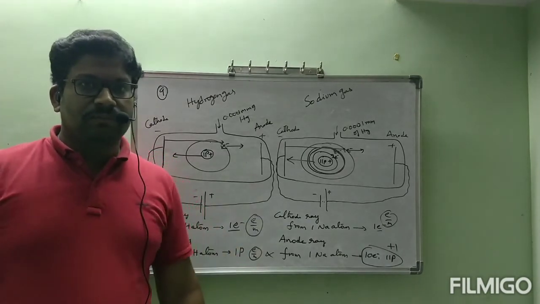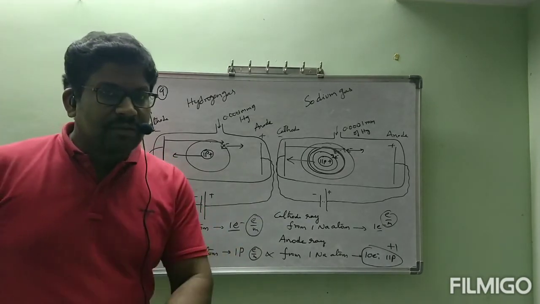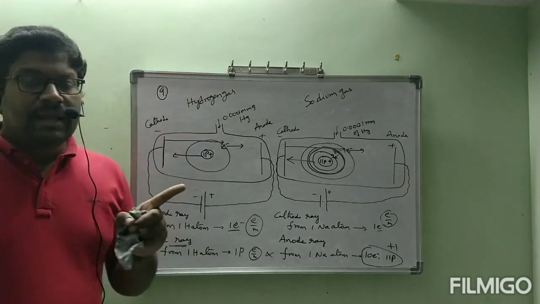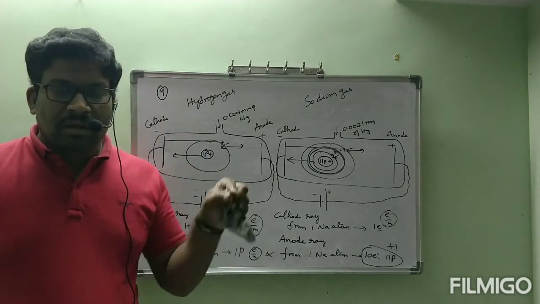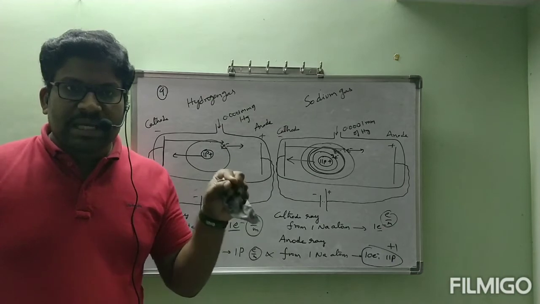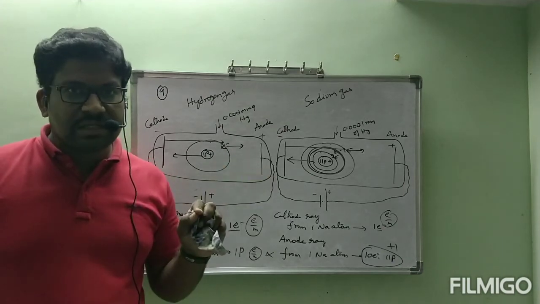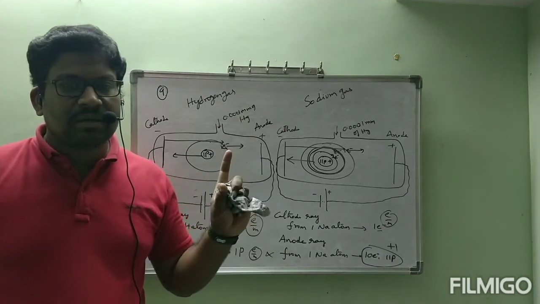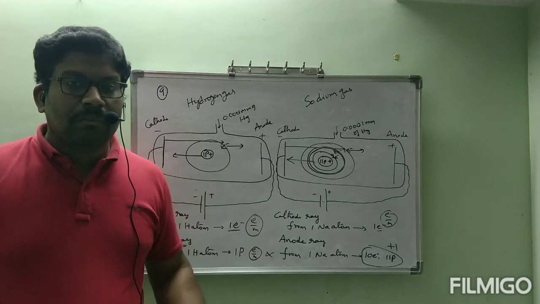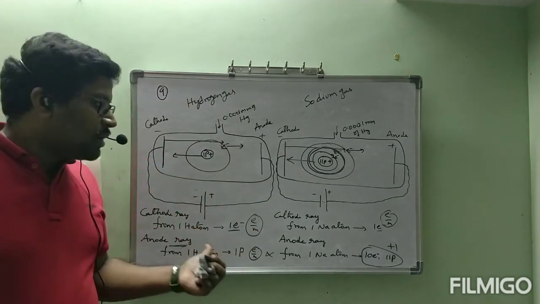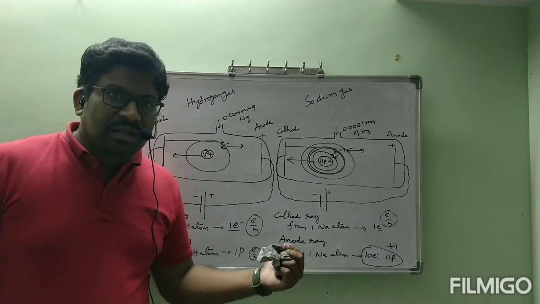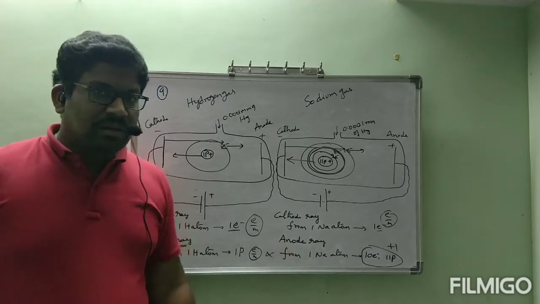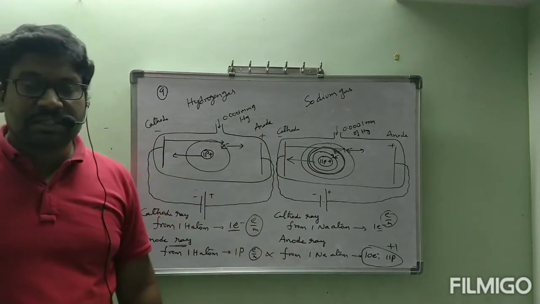Coming back to cathode rays, I told you the e/m ratio of cathode rays is independent of the nature of the gas taken in the discharge tube. Whatever the gas taken, the e/m ratio is the same. But coming to anode rays, according to the gas, the e/m ratio differs. That's why I gave this much explanation.